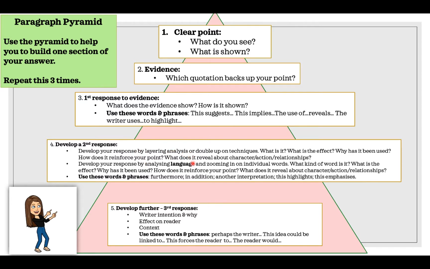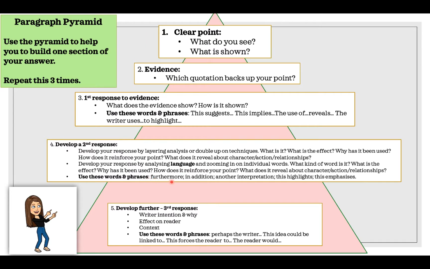So maybe you say more than one thing about a word or word choice. You may talk about multiple connotations, or you may talk about different ways in which you can interpret a dash, for example. Or you may decide to double up on techniques. So maybe you want to comment on a dash, but you also want to comment on the words that are separated by that dash. So therefore you're commenting on punctuation, but you're also commenting on language.